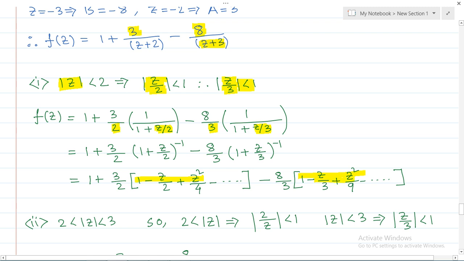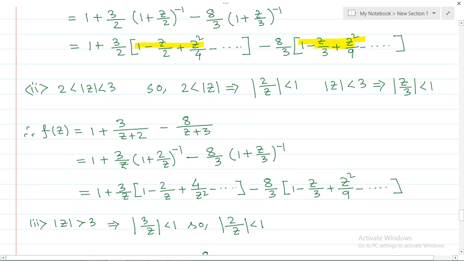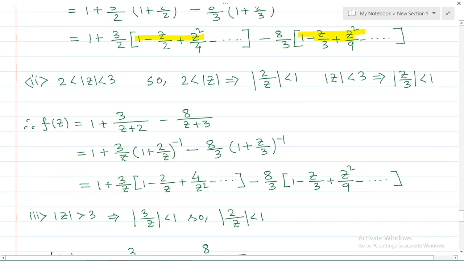Now we come to the second part, second question, that is 2 less than modulus of z less than 3. So if 2 is less than modulus of z, we have to make it less than 1. How to do it? Divide both sides by z. So 2 upon z is less than 1. But mod z is less than 3. So how to make it less than 1? That is, z by 3 is less than 1.